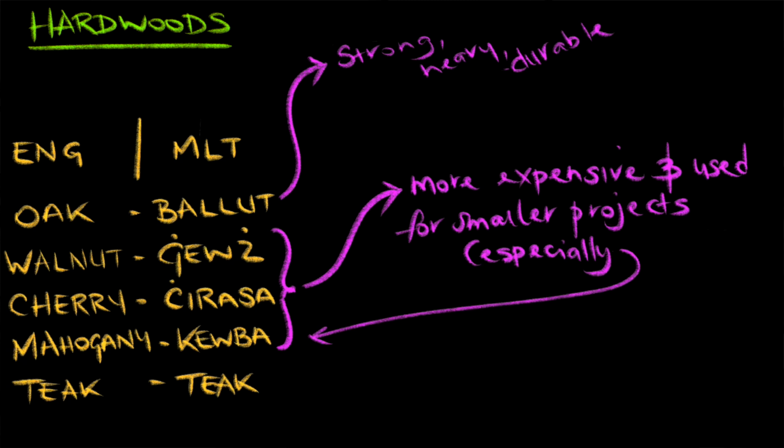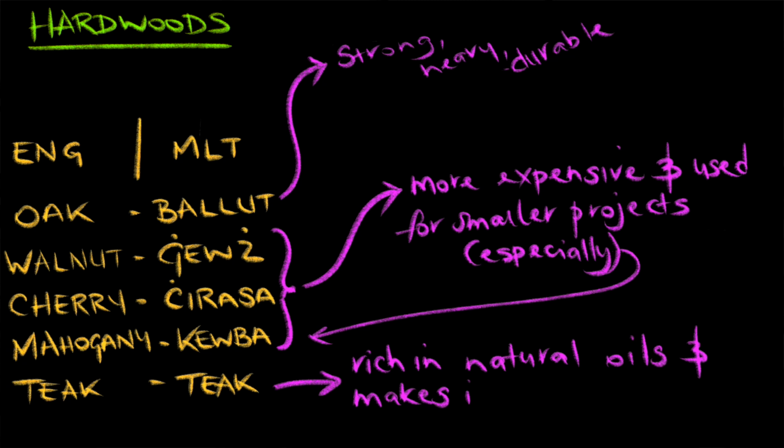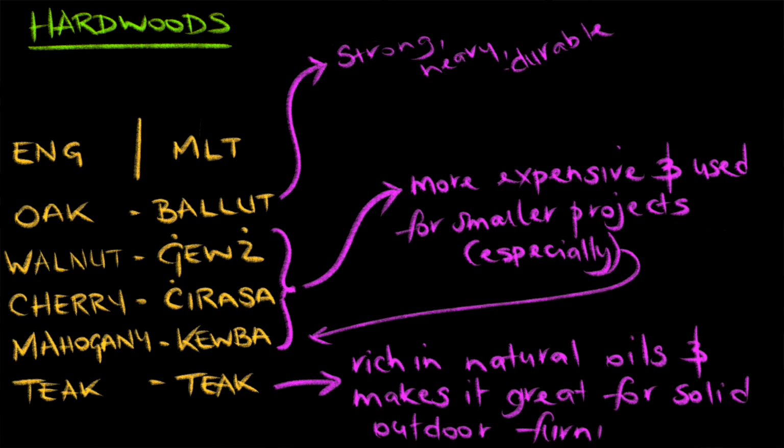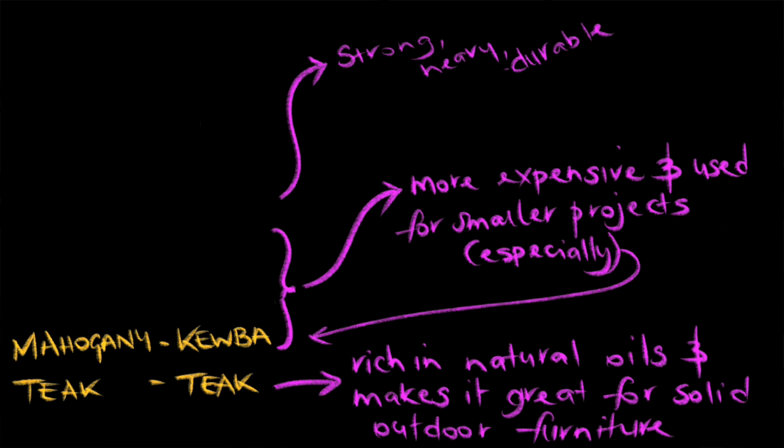Teak, on the other hand, is still very commonly used commercially to make solid outdoor furniture, and is one of the most naturally long-lasting materials for outdoor use. It is mainly due to the high quantity of natural oils it contains.